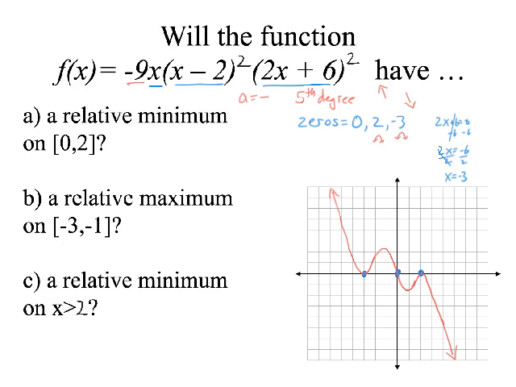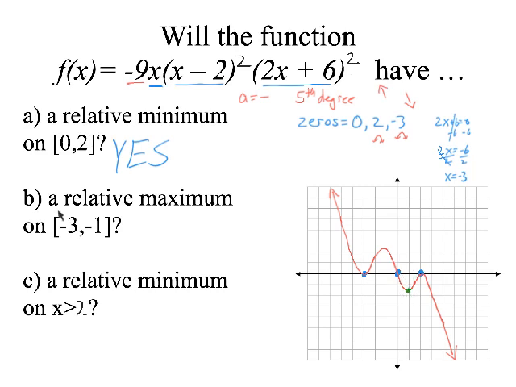Okay, so use this graph to answer. So, a relative minimum on 0 to 2. So this is interval 0 to 2. Is there a relative minimum down here? Well, yes, there is. Right there is a relative minimum, and that is in that interval. So we would say yes. There is a relative minimum somewhere in that interval, and that's my picture for it, because again, this is a sketch.